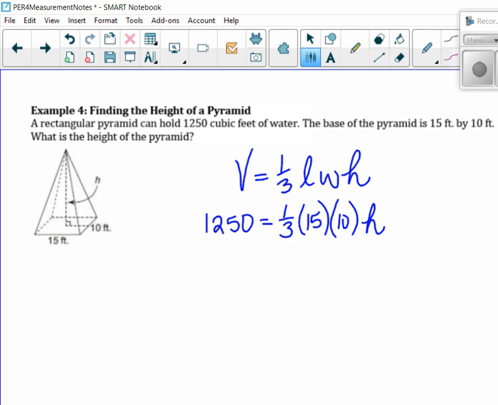Okay. So essentially, I need to take whatever this is and divide it by that. You should be able to, because you have a smart enough calculator, just go this divided by this whole thing, right? So 1250 divided by bracket, it's the whole thing, right? You need to have brackets around. So 1/3 times 15 times 10. So you should get 25 feet.